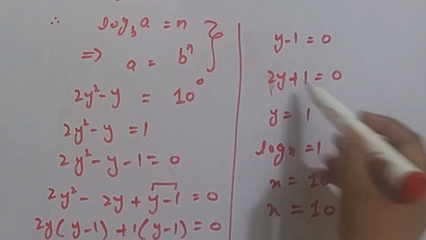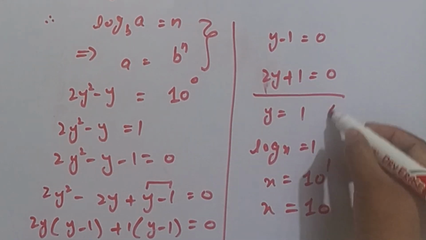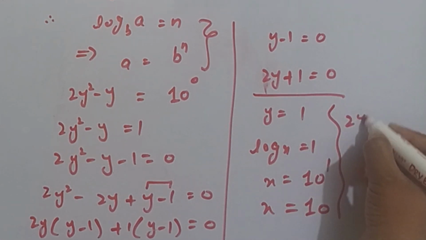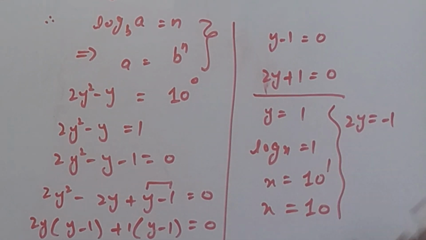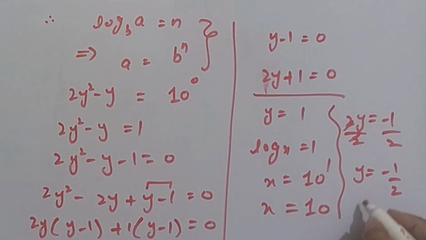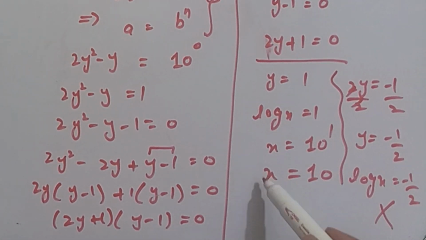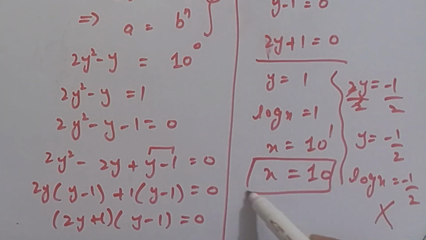Now look at this second part. For this, subtract 1 on both sides. So we have 2 times y is equal to negative 1. We just need to find the value of x. For this, we divide this equation by 2 on both sides. So y is equal to negative 1 over 2. And y is equal to log x. So here we write log x is equal to negative 1 over 2. And log x cannot be negative. So this is not valid. And in our question, the value of x is 10. And we are done.